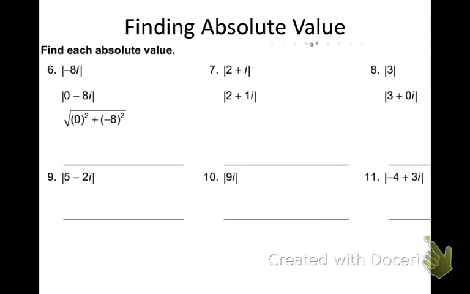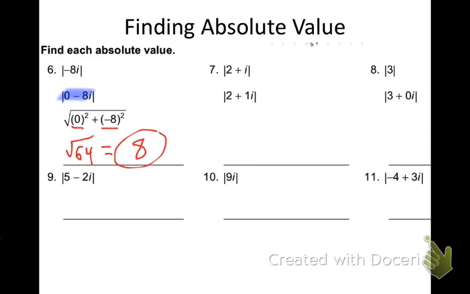So the next part here, number 6. I have the absolute value of negative 8I. Now, really, that is similar to saying 0 minus 8I. And then I square both terms, so 0 squared, negative 8 squared. 0 squared is 0. Negative 8 squared is 64. So I really get square root of 64, which is nothing more than 8.